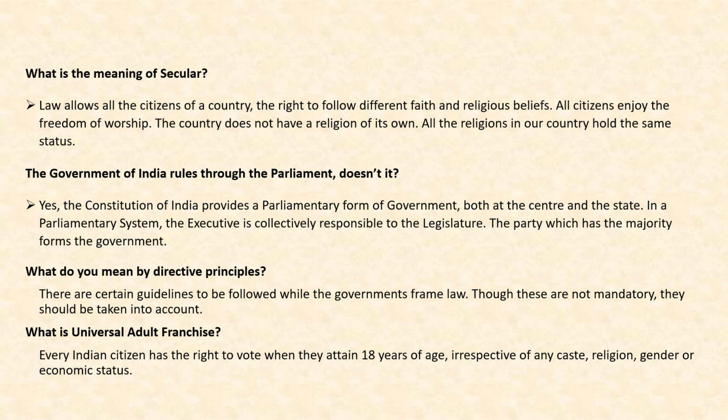What do you mean by the directive principle? There are certain guidelines to be followed while the government frames the law. Though these are not mandatory, they should be taken into account. What is universal adult franchise? Every Indian citizen has the right to vote when they attain 18 years of age, irrespective of any caste, religion, gender, or economic status.